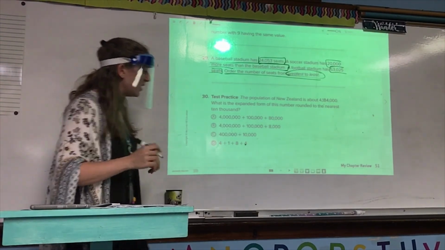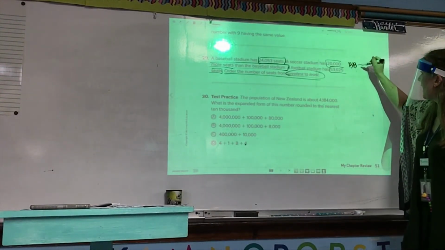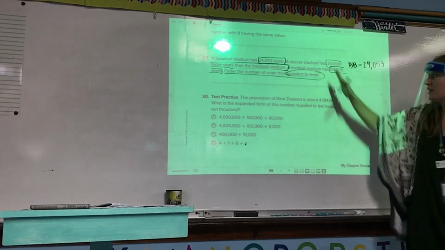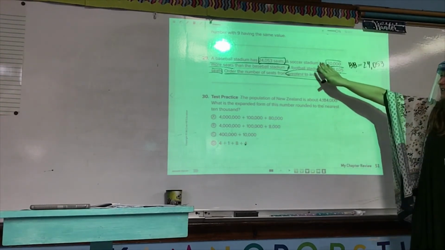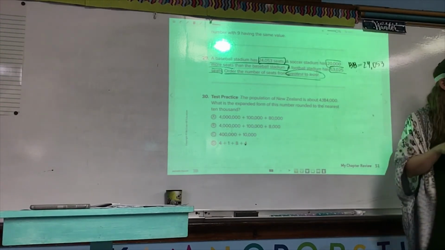Greatest to least tells us we're putting the biggest number first. So, now we know baseball has 24,053 seats. Does the problem tell us the exact number of seats in the soccer stadium? Are there 20,000 seats in the soccer stadium?